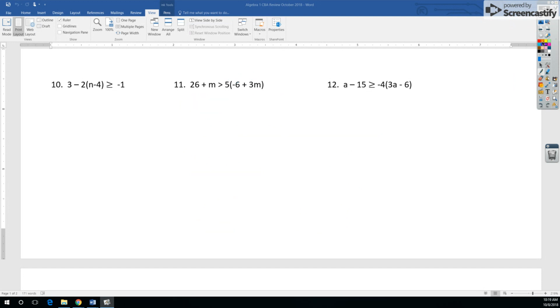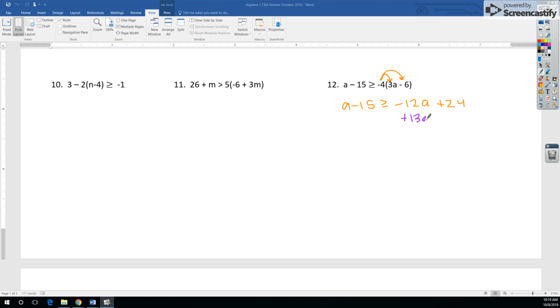Okay, one more inequality, distributive property. So I'm going to multiply by negative 4. So this is a minus 15 is greater than or equal to negative 12a plus 24. So negative 4 times 3a is negative 12a. Negative 4 times negative 6 is positive 24.